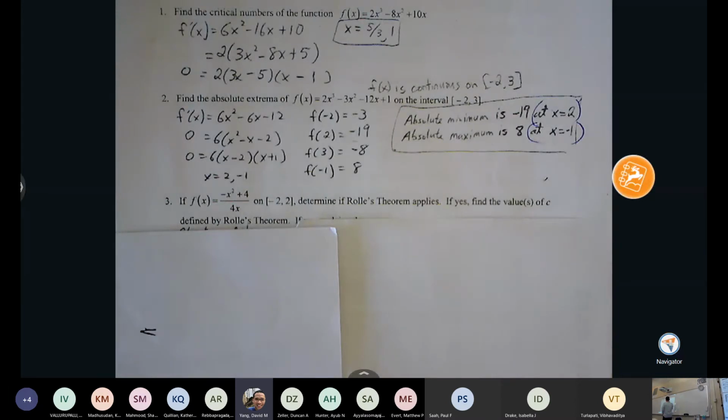Okay, we should have found these y values here. Negative 19 is the lowest y value, so that must be the absolute minimum. 8 is the largest y value, so that must be the absolute maximum. Emphasize the y value, de-emphasize the x value. And I'm looking for your condition as well. Make sure you're also writing at the beginning of the problem, continuous on the closed interval. That's required for full credit as well. All right, any questions with 2?